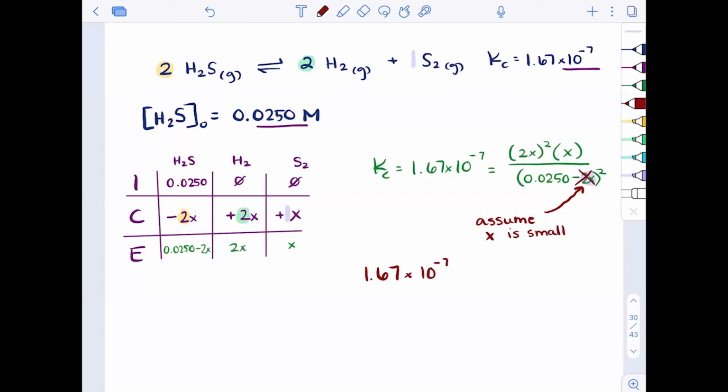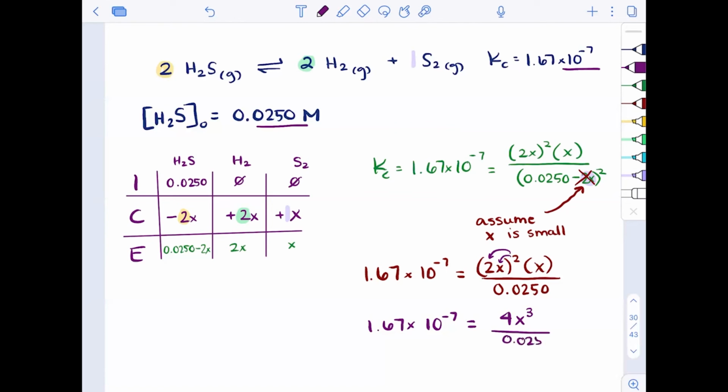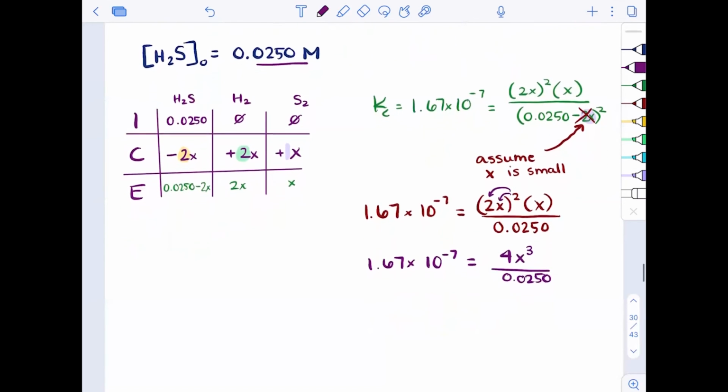Let's look at our expression now. 2x squared times x over 0.0250. A lot easier, right? Well, okay, 1.67 times 10 to the negative 7 equals 4x cubed over 0.0250 squared. Remember this we can do. We square the 2, that's 4. We square the x, multiply it by another x. Nice. Now solve for x.